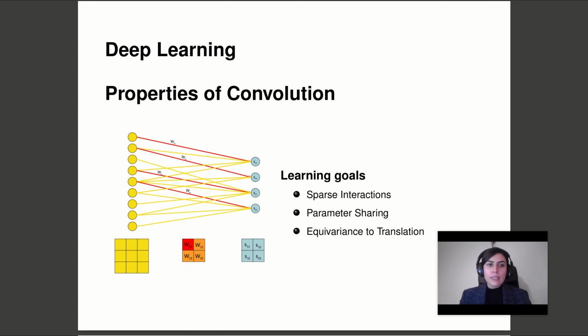In this part, we learn properties induced by CNN and compare these properties with FCN. The properties are sparse interaction or sparse connectivity, parameter sharing, and equivariance to translation.